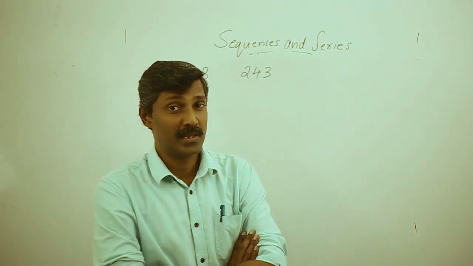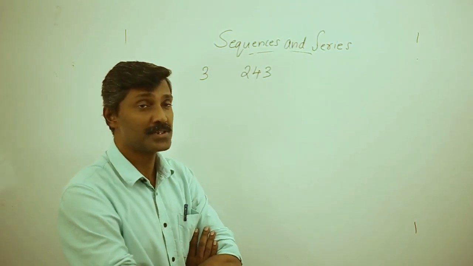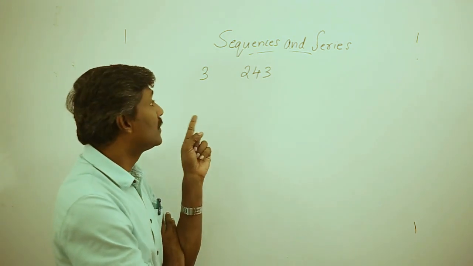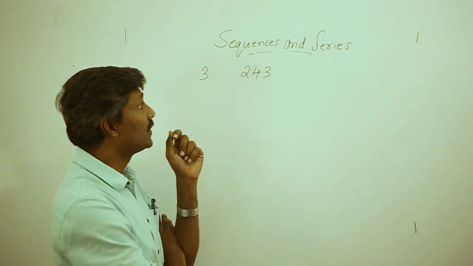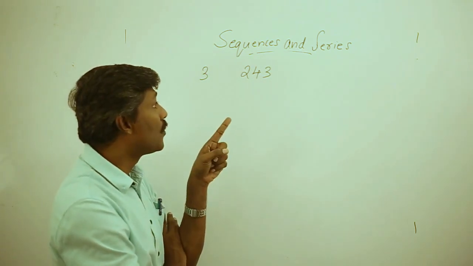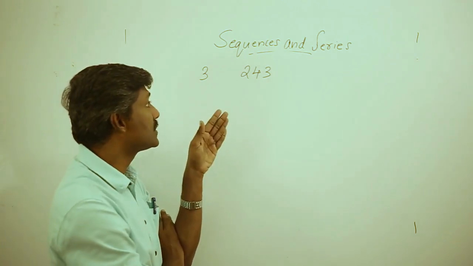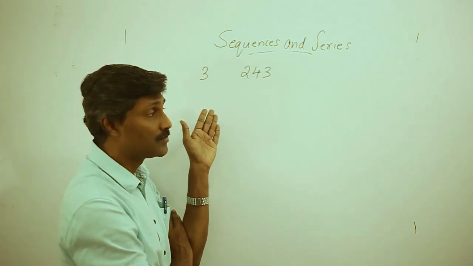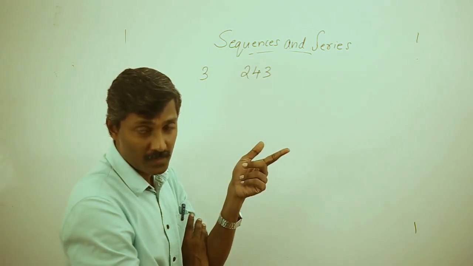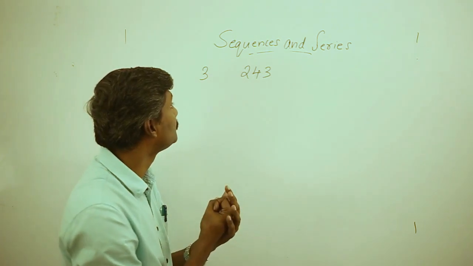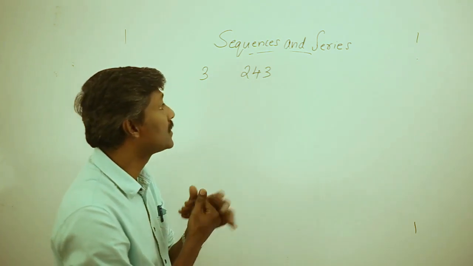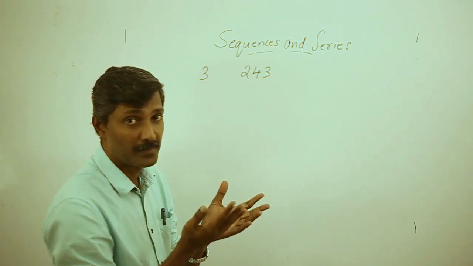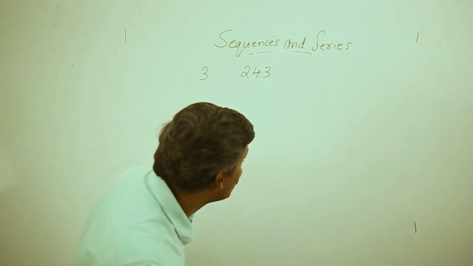Okay, so I am ready for the next problem, ready for the next action. We have to find numbers between 3 and 243, which when inserted form a GP. So this sequence has to form a GP by inserting certain numbers between 3 and 243. Okay, so I have to insert three numbers between 3 and 243 so that these numbers form a geometric progression. Now, let's see how do we write that.